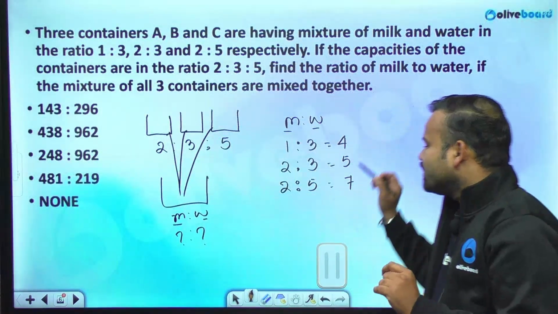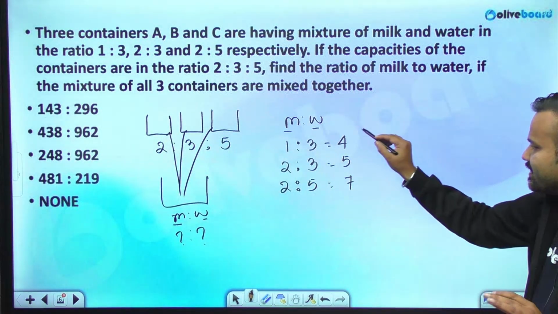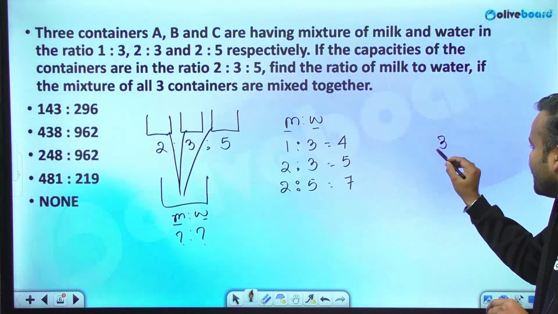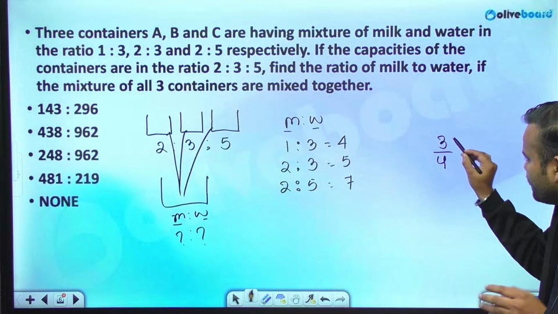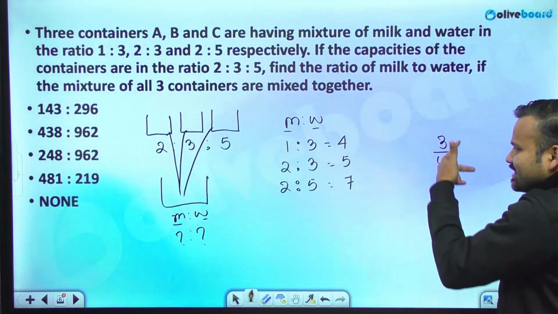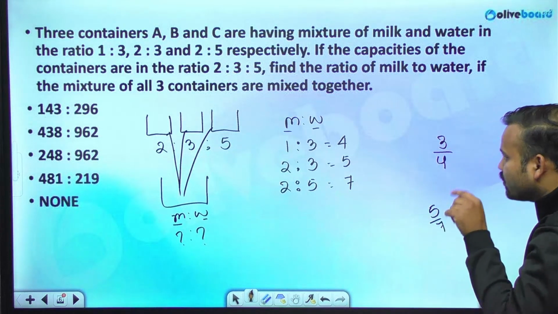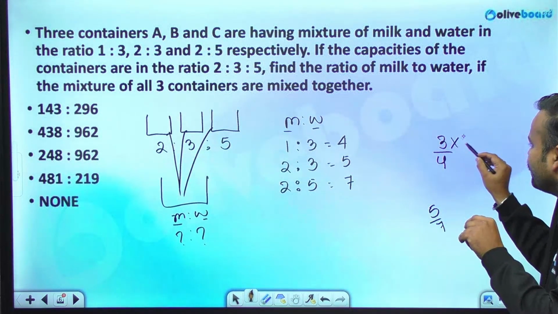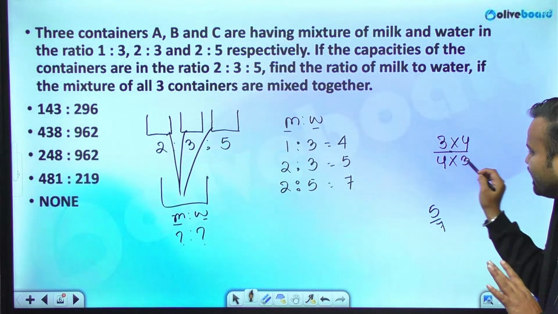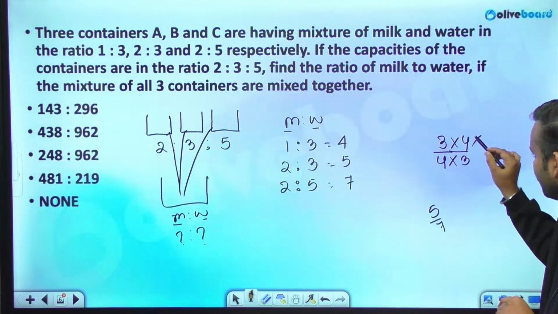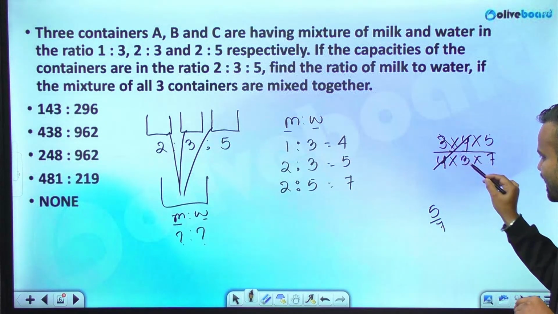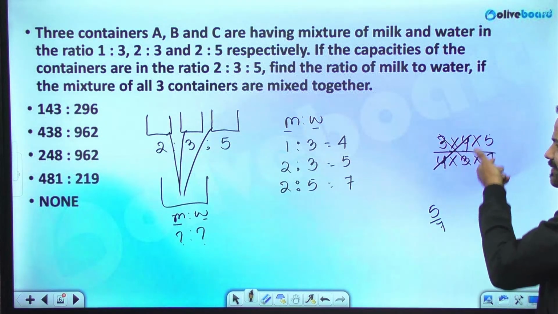How to make this 2, 3 and 5? So first make it equal. Suppose we have the ratios 3 and 4. How to make these volumes 3 and 4 into the ratio of 5 and 7? First you make it equal. Make it equal first. It becomes 12 and 12. Now multiply with the desired ratio. What is happening? This 4 and 3 will get eliminated, and this 3 by 4 becomes 5 by 7.